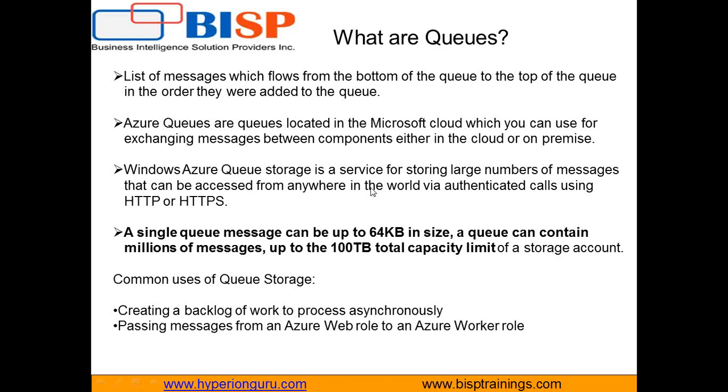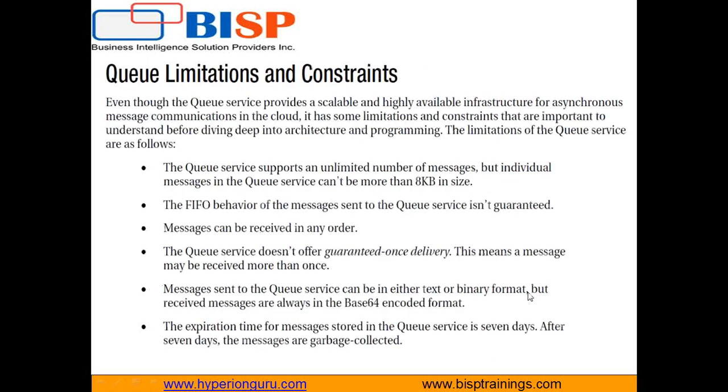What are the common uses of queues? Basically, we can create a backlog of work to process asynchronously and pass messages from an Azure web role to a worker role. So whenever a web role and worker role would like to communicate with each other, they can use a queue to transfer the message from the web role to the worker role.